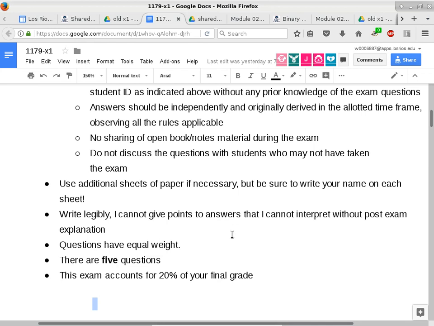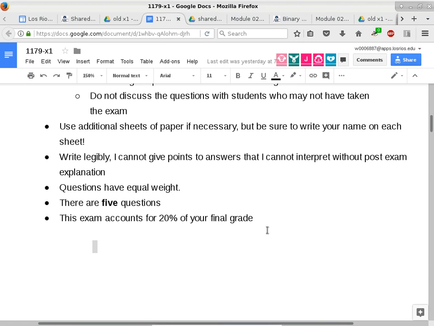The exam accounts for 20% of your final grade, just like the second exam. The final exam is going to be 40%.